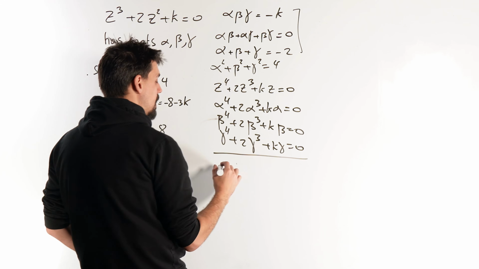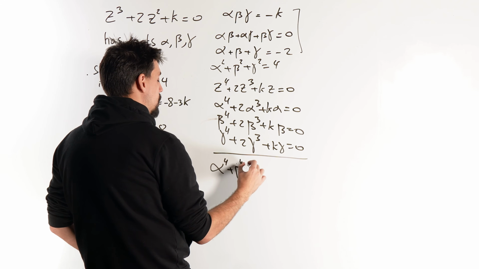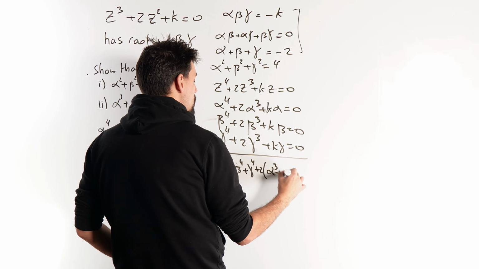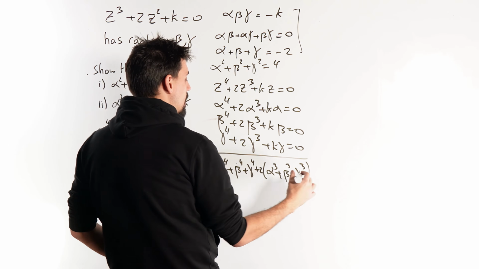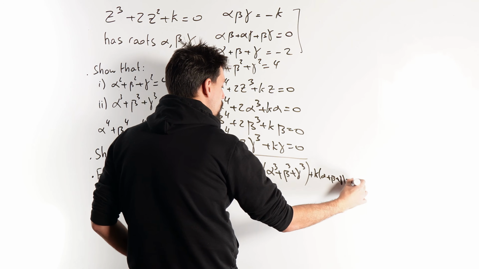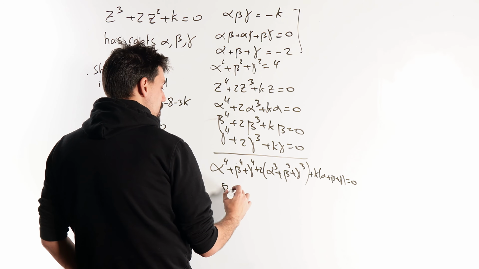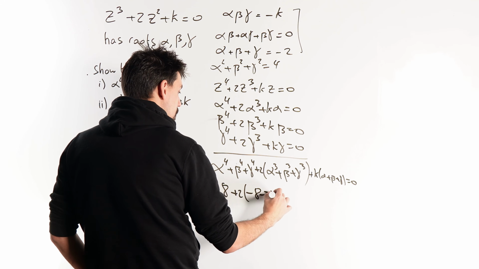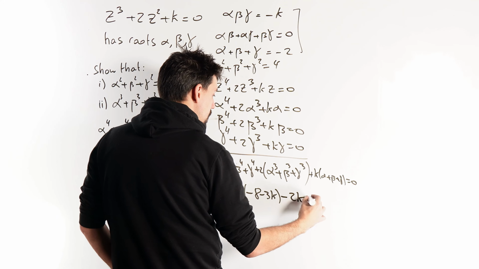So if we add all of these, we will get alpha to the 4 plus beta to the 4 plus gamma to the 4 plus twice the sum of the cubes, and then k times the sum. Right, so let's plug all of that in. We know that that is 8, the sum of that, and that is minus 8 minus 3k. Then alpha plus beta plus gamma is minus 2, minus 2k is 0.